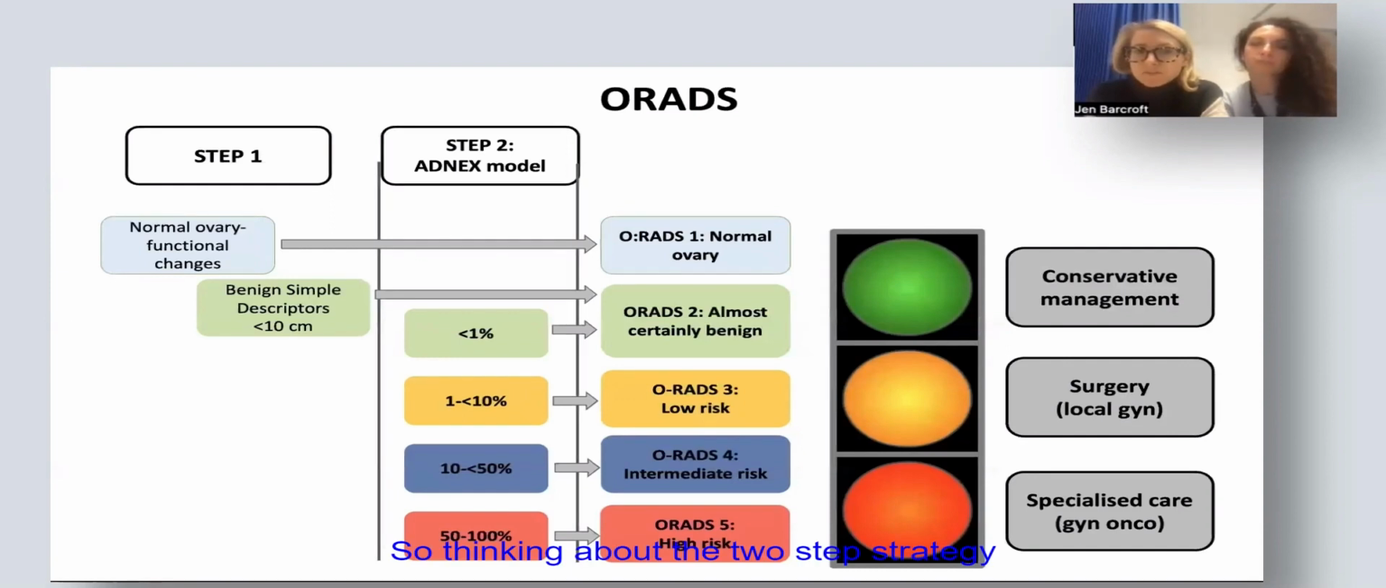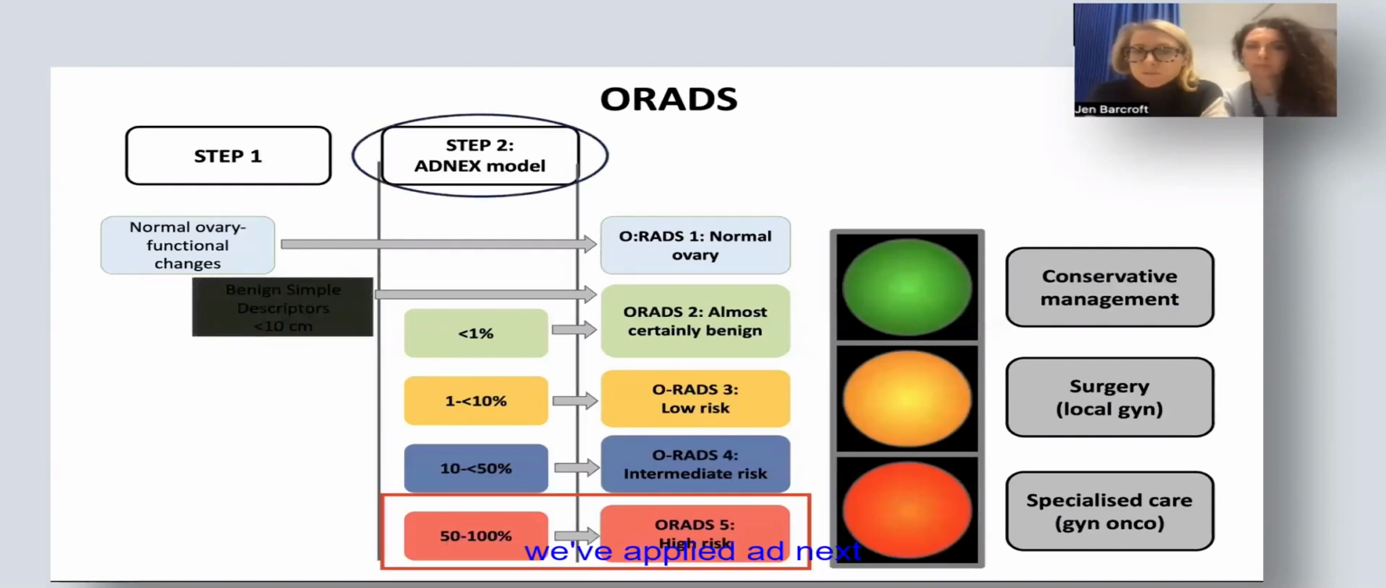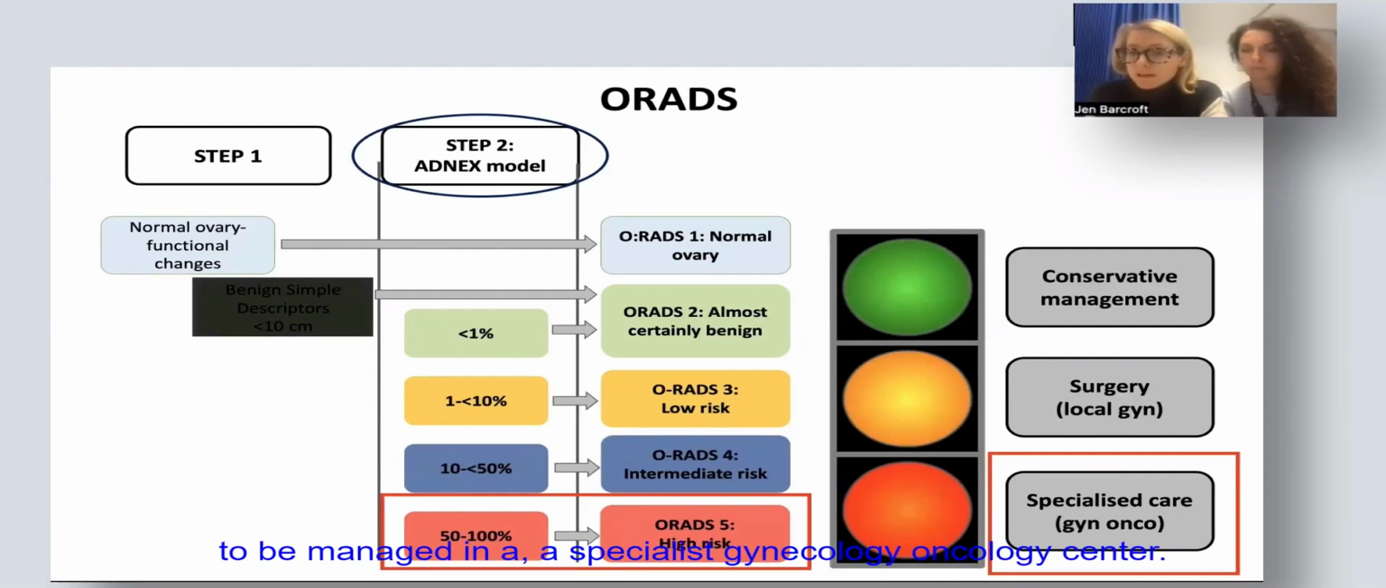So thinking about the two-step strategy, we've applied ADNEX, and it's given us a risk of malignancy, which is over 50%. So the recommendation would be for the patient to be managed in a specialist gynecology oncology center.